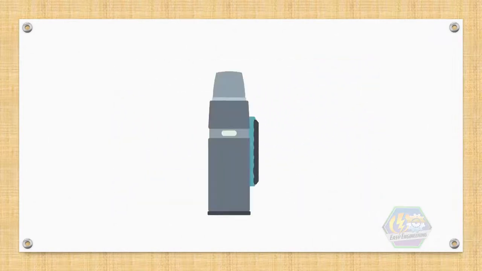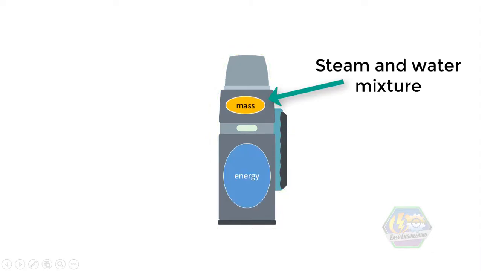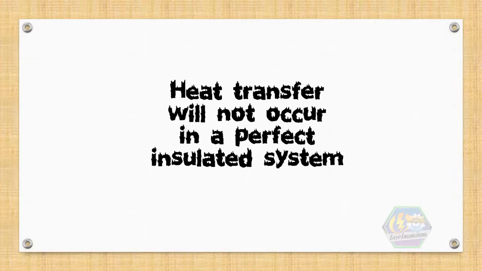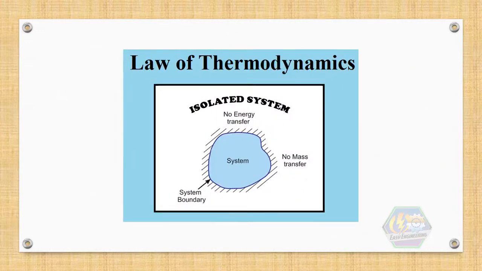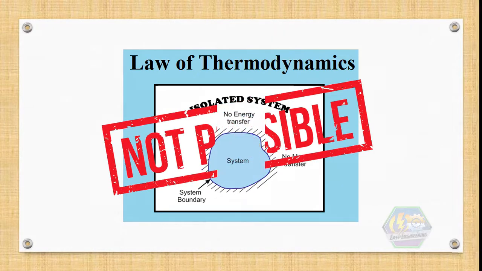The best example that we can use is the thermos. Assuming that the thermos contains hot water which is perfectly insulated, there will be no way for the mass of hot water to exit the container, and 100% of its energy will be contained, as heat transfer will not occur for a perfectly insulated system. But to remind you, in the real world, with the laws of thermodynamics, that is not possible.